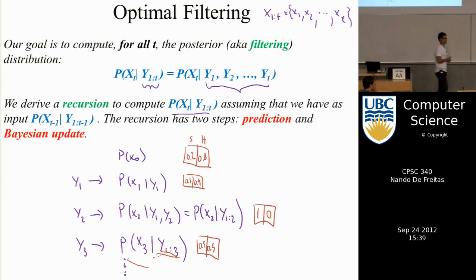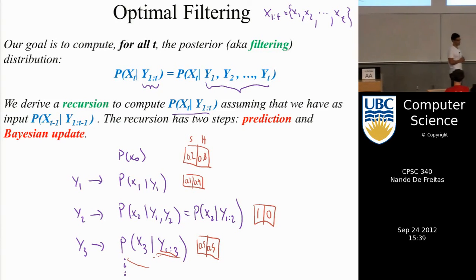Right. So is it possible that, for example, later observations of Y3 would cause us to revise our estimates for previous emotions? Definitely the case. And that's a problem called smoothing, and that will be in the homework.